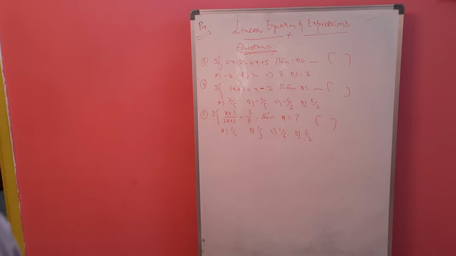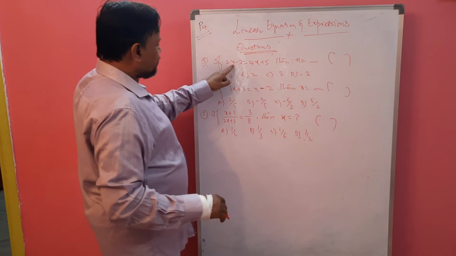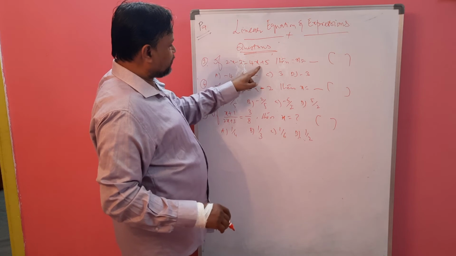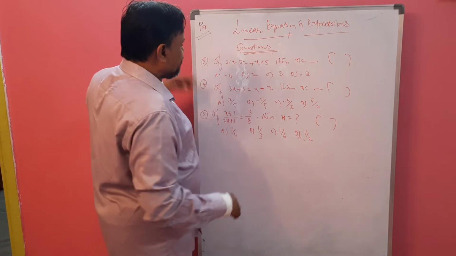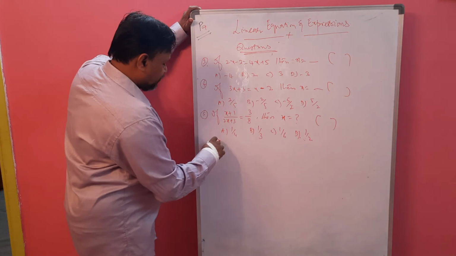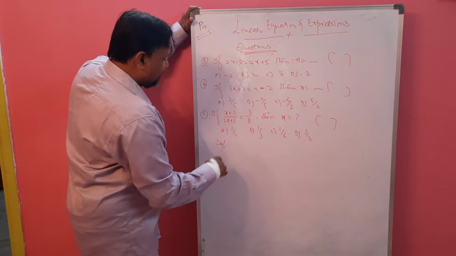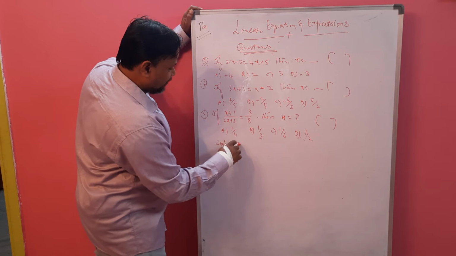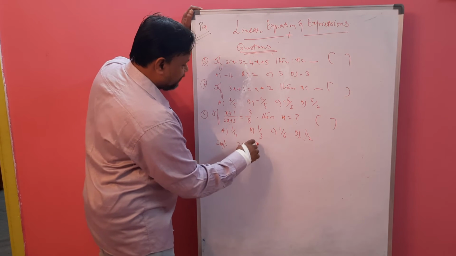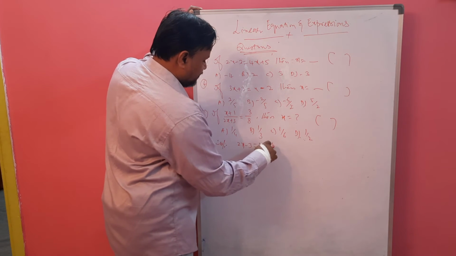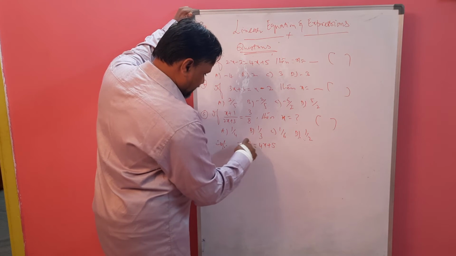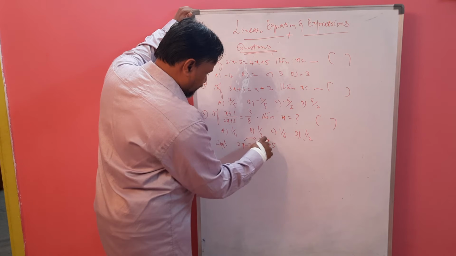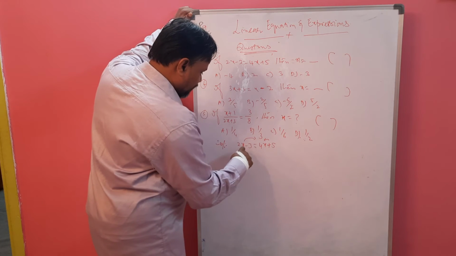Now three questions are there. If 2x minus 3 equal to 4x plus 5, then x value is dash. Options are given. Now we have to find the solution of this. Solution of 3 we are doing here. First, what is given? 2x minus 3 equal to 4x plus 5. Move the numbers: we are moving this number that side, constants on one side, variables on the other side.